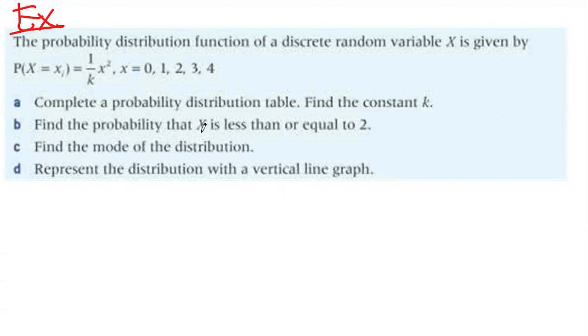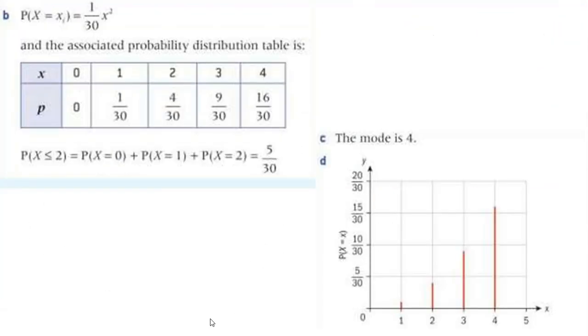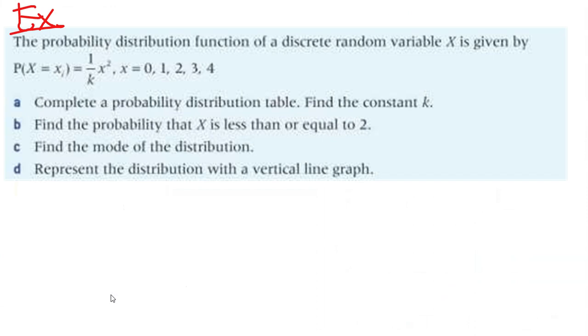Find the probability that x is less than or equal to 2. When I say less than or equal to 2, it means I want to add all the probabilities less than or equal to 2. It means it's P of x equal to 0, 1, and 2. Already I have k, I can replace it, and then I will add them, and the answer is 5 over 30. Let's move to the third question.